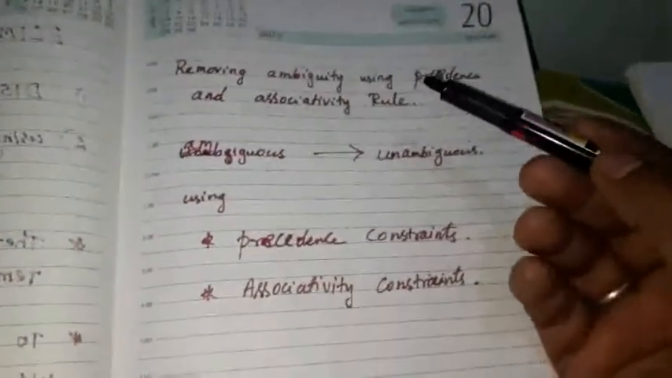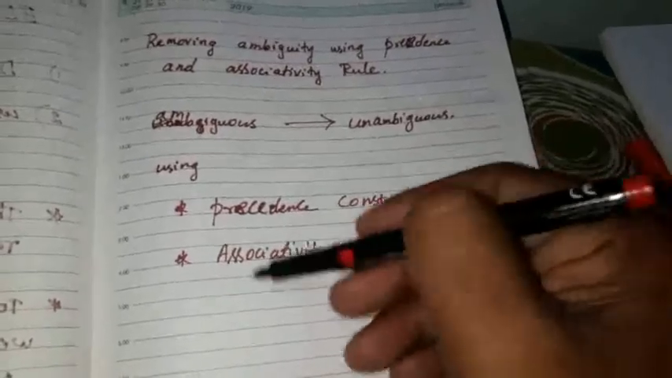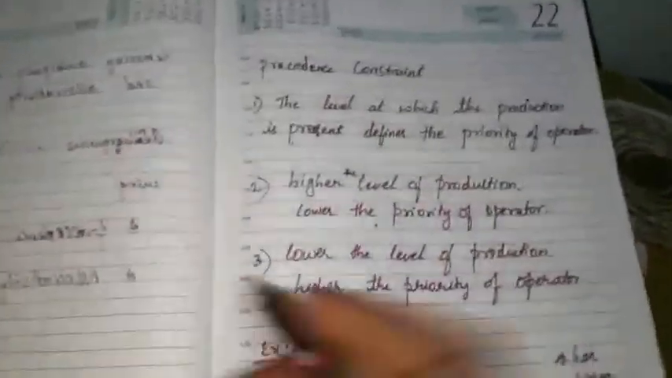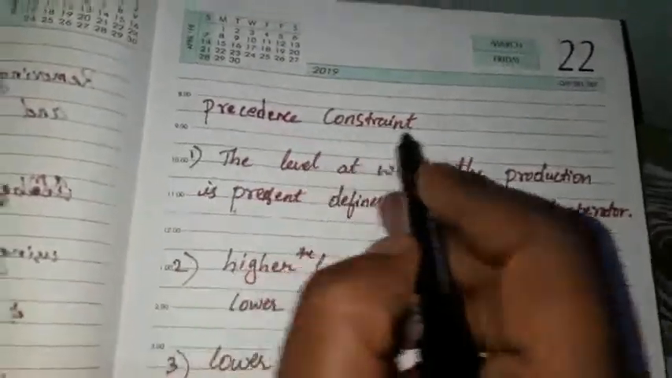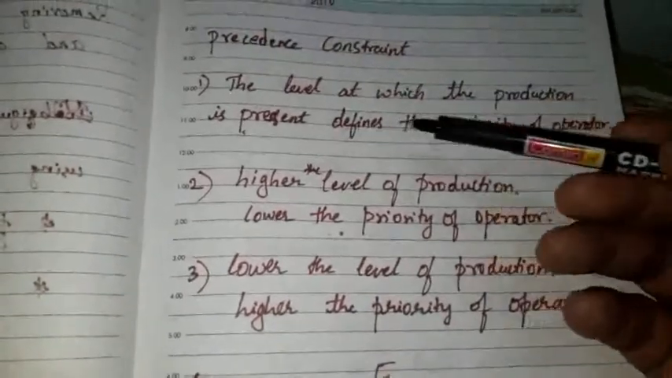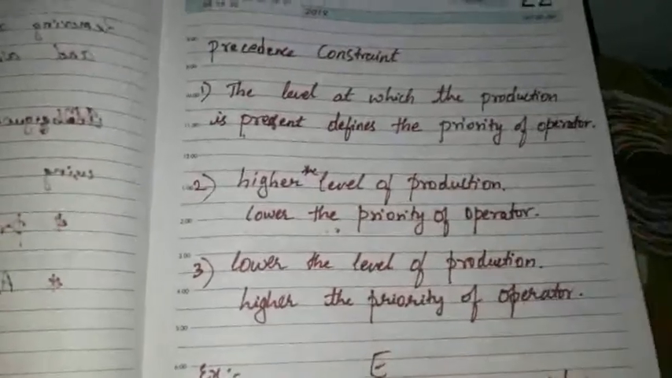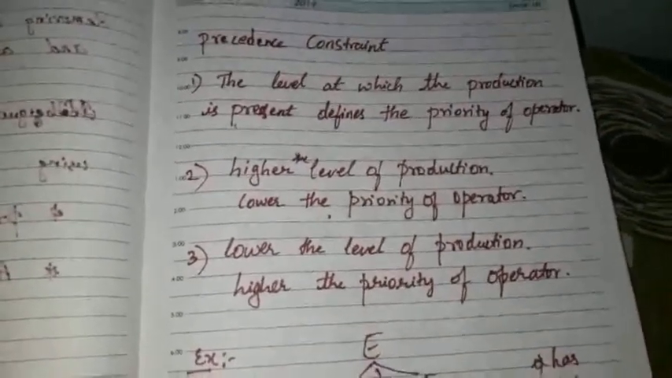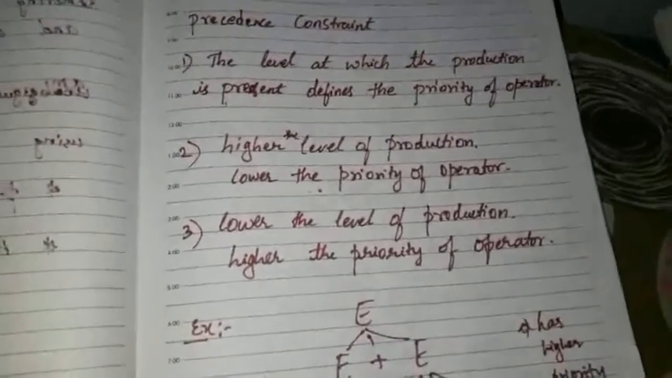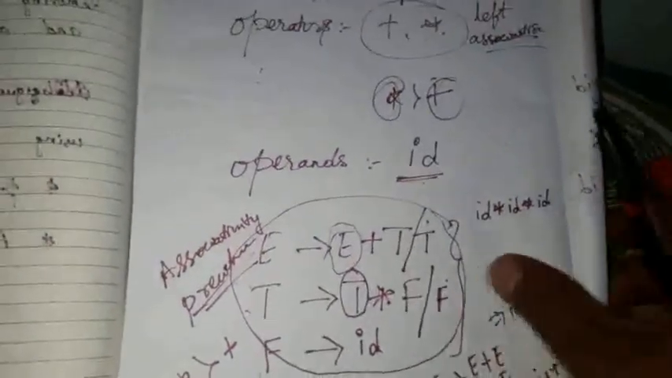So what we did, we tried to understand the precedence constraint and the associativity constraint. What do you mean by precedence constraint? The precedence constraint says that the level at which the production is present defines the priority of the operator. Higher the level, lower the priority. Lower the level, higher the priority. That we have seen here. Plus has the least priority, star has more priority.